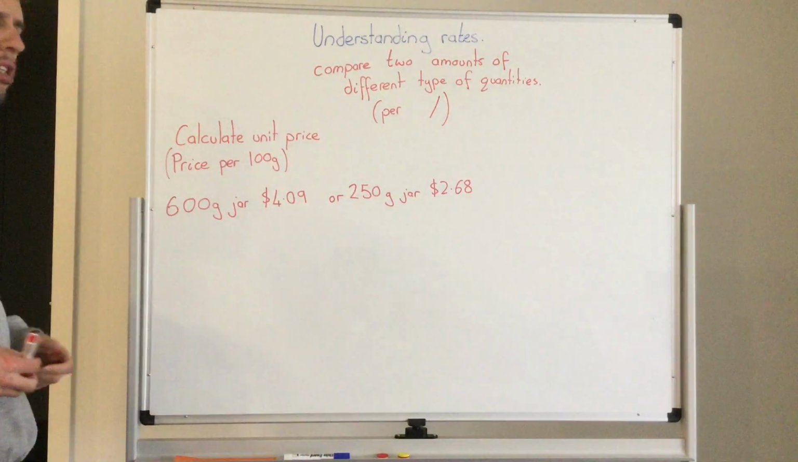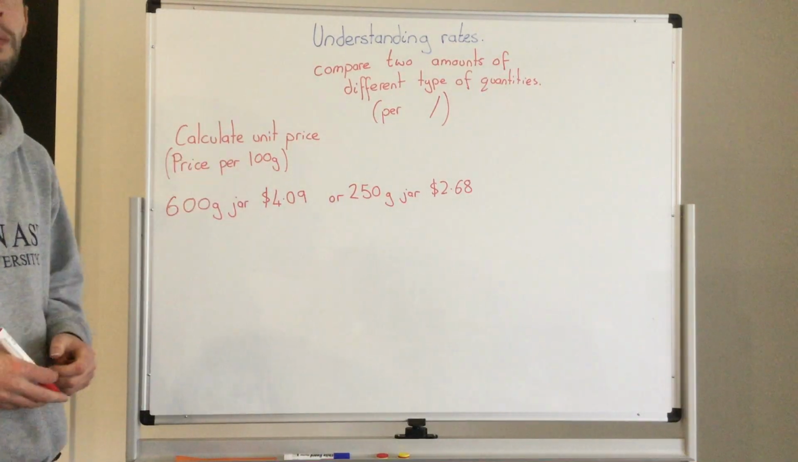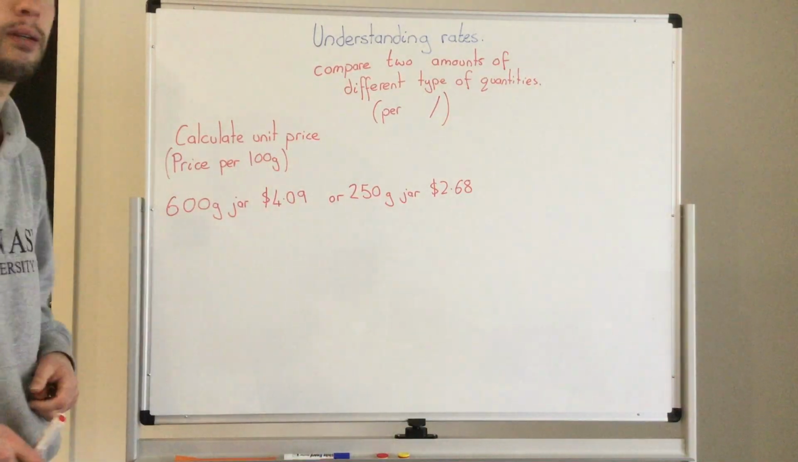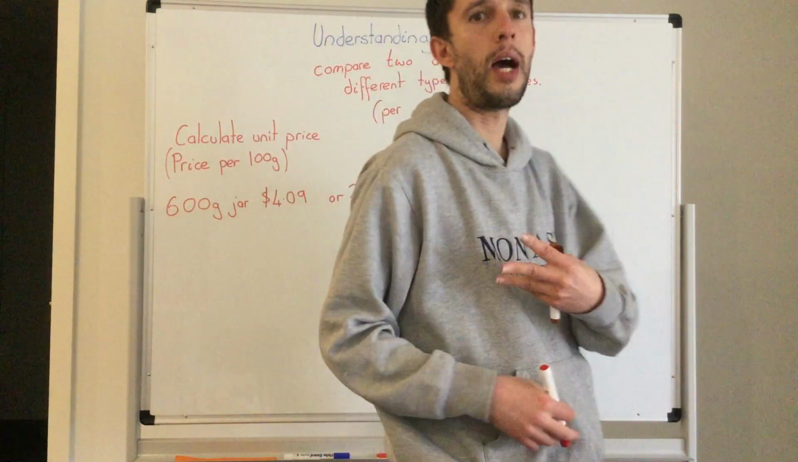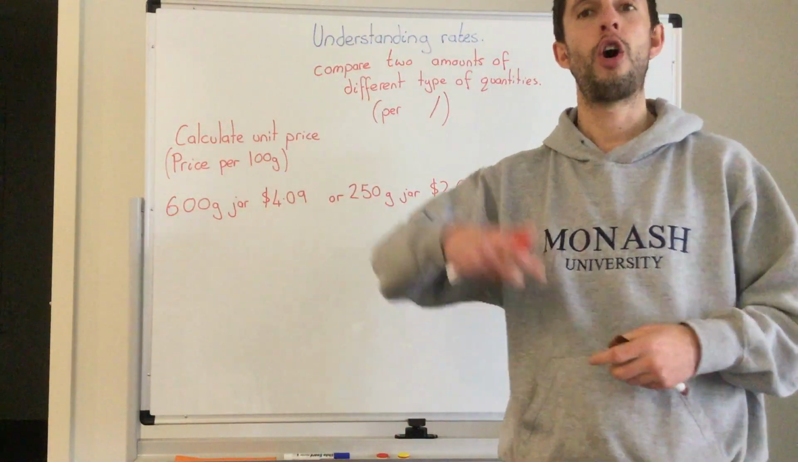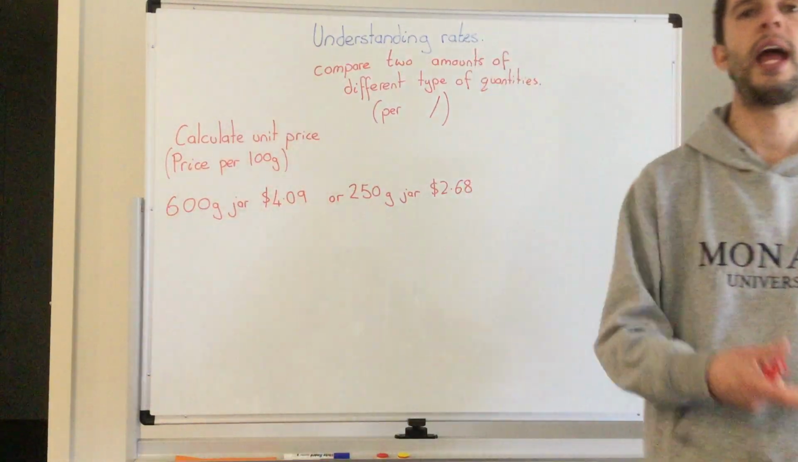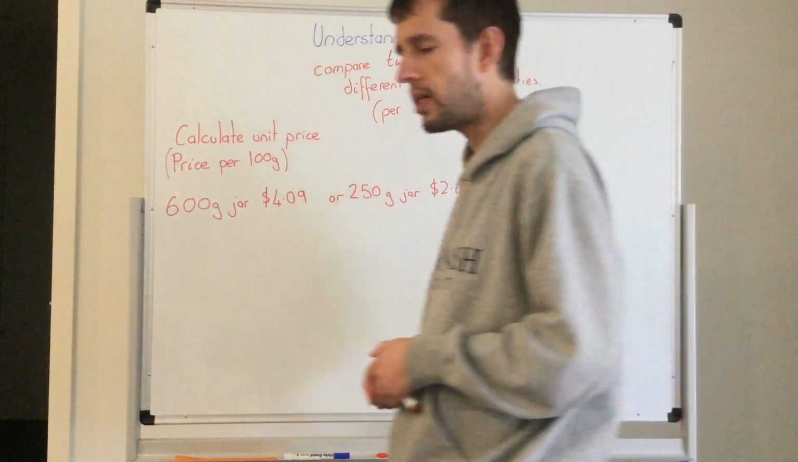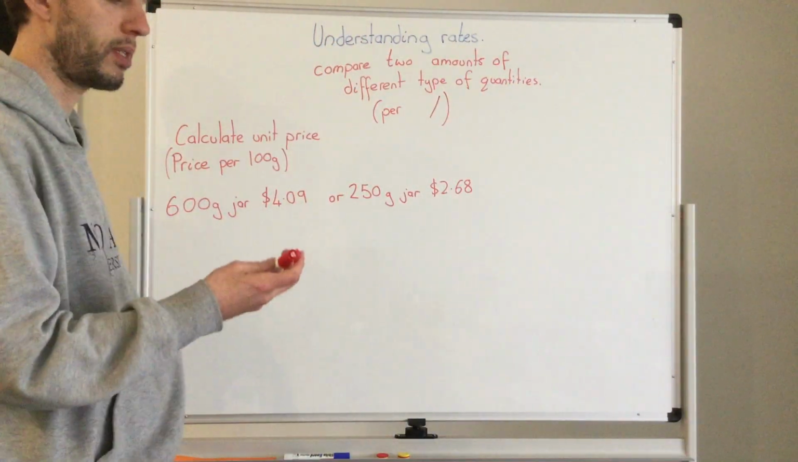So what do you think I mean by quantities? I mean, if you go to the shops, we are comparing grams with price. If you go to the petrol station, you are comparing the price with how many litres you are getting. So we are using two metric systems with our comparisons.